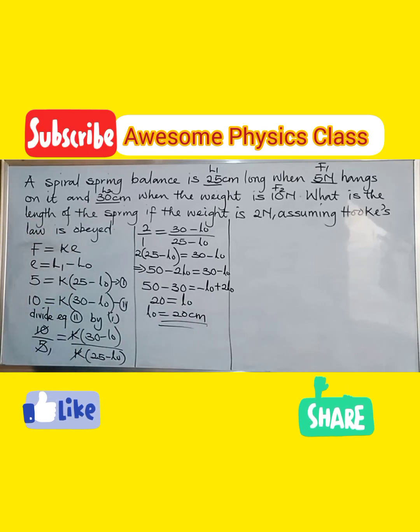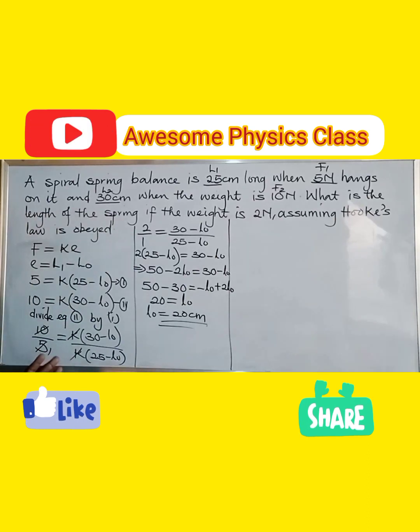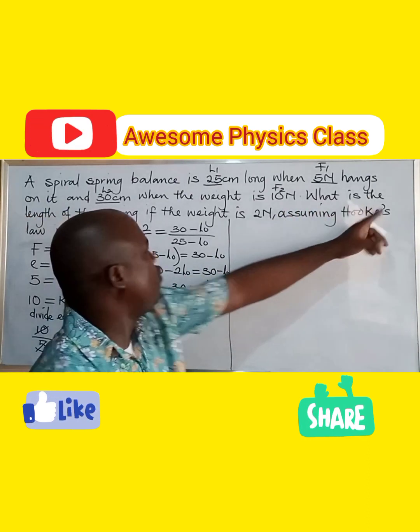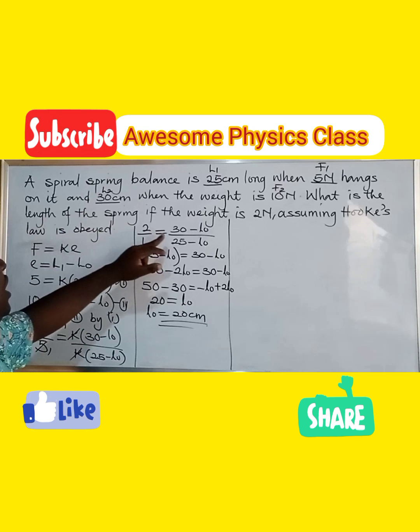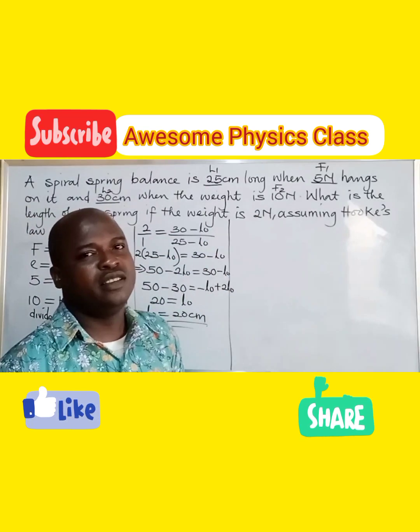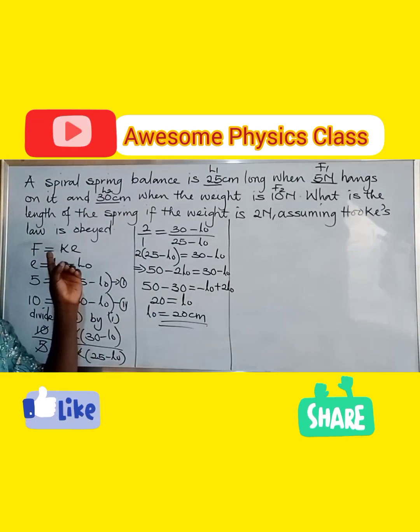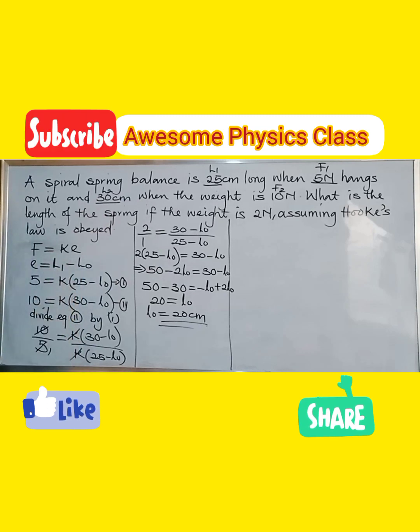Now, what are we asked to find? We have gotten our L0, and the question is that we should find what is the length of the spring if the weight is 2 Newton. Very simple question. But before we can get that, we also need to get our force constant. How can we get our force constant?